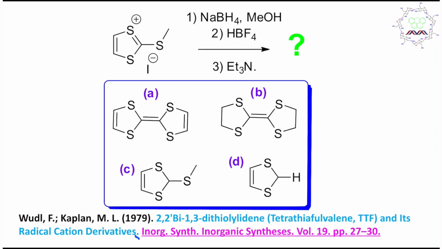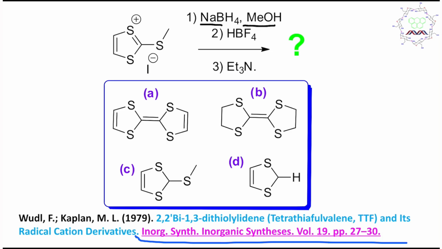And this is actually, student, the reference of this problem. Now, if you look at this molecule, this is actually a heterocyclic moiety. Actually, this part is the heterocyclic moiety having two sulfur atoms. And in the first step, it is reacted with sodium borohydride and methanol.